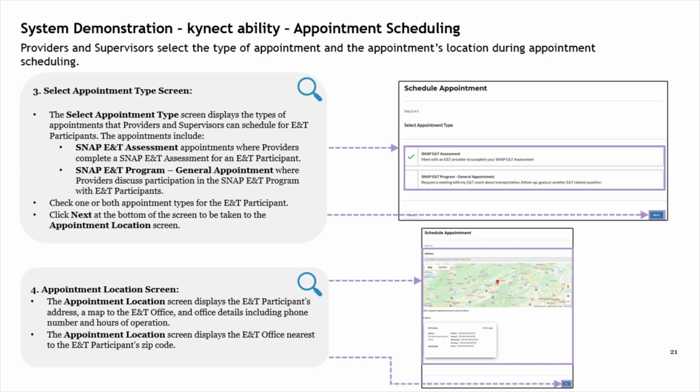The Appointment Location screen, shown on the screenshot in the bottom right-hand side of the slide, displays the ENT participant's address, a map to the ENT office, and office details including phone number and hours of operation. The Appointment Location screen displays the ENT office nearest to the ENT participant zip code. After visually confirming the appointment location, click Next to navigate to the Preferred Date screen.